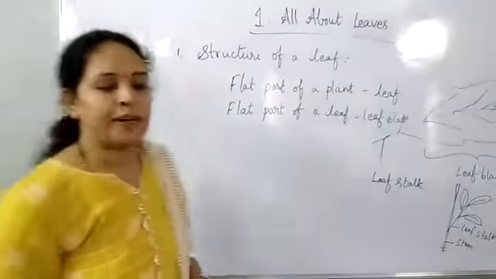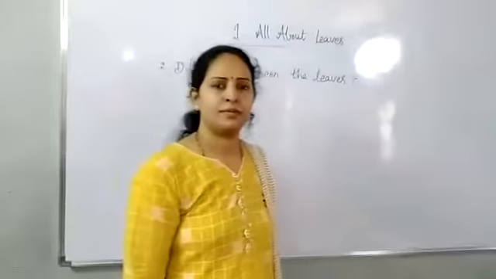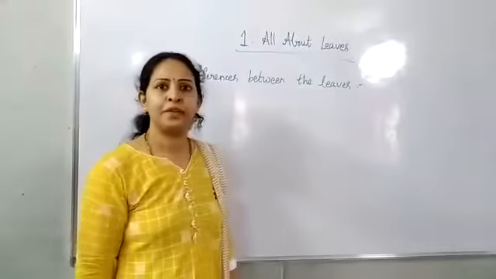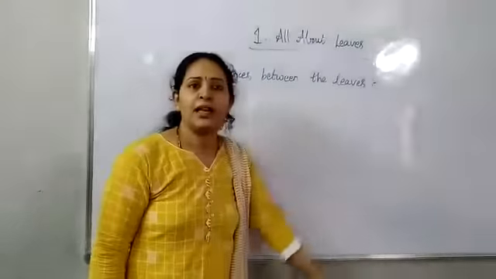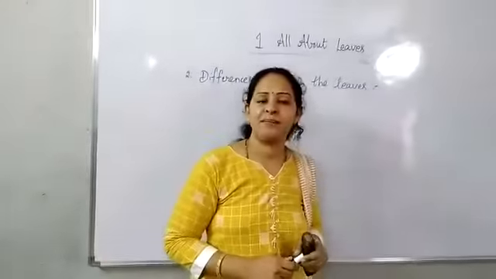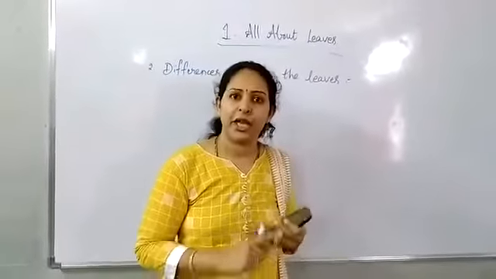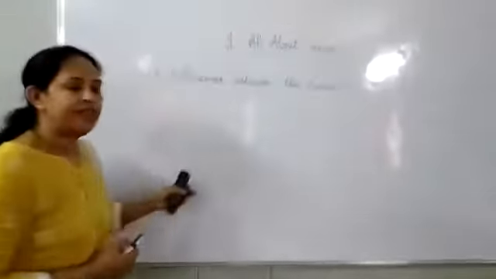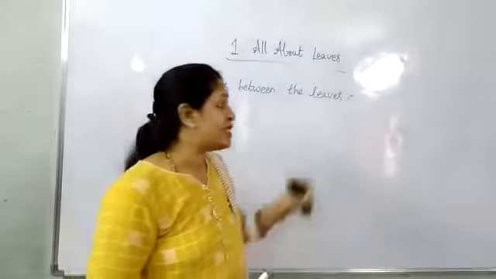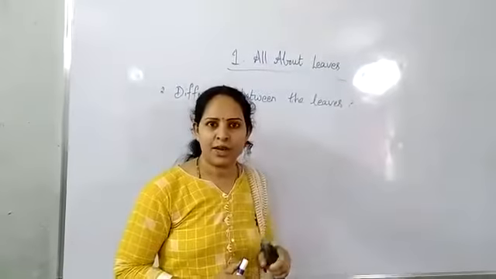What's the second topic? Differences between the leaves. Different plants have different types of leaves. The leaves may vary in their size, shape, color and smell. Mainly here you can observe 3 types of leaf margins. What is the leaf margin? The edge or end of the leaf is called leaf margin.